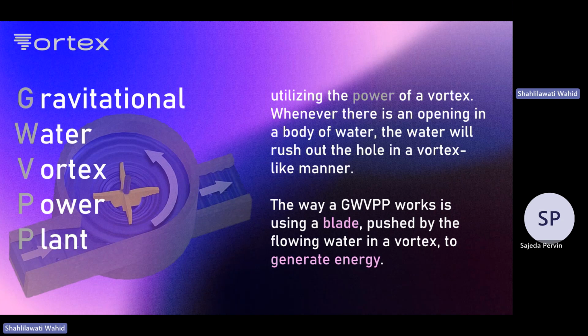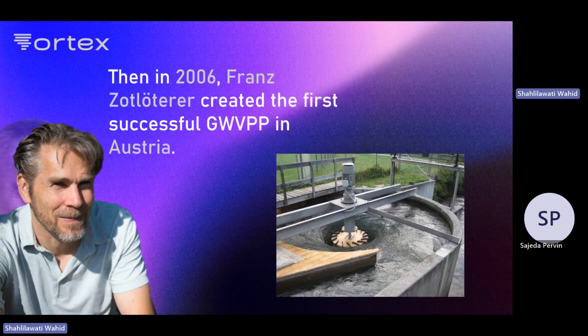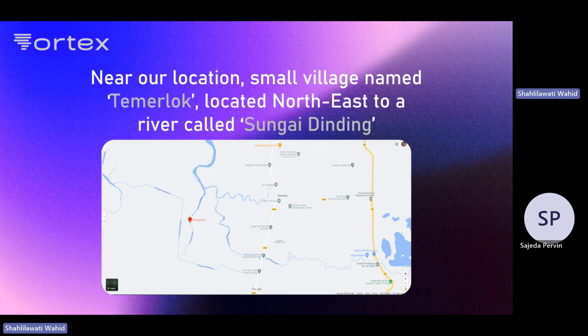The way that a GWVPP works is that the flowing water in this vortex formation will push against the blade of a GWVPP, and this turning of the blade will help us generate energy. Back in 1930, Victor Schauberger discovered water vortex as a power source. And only in 2006 was the first GWVPP with an efficiency higher than 50% created by Franz Zotlöterer.